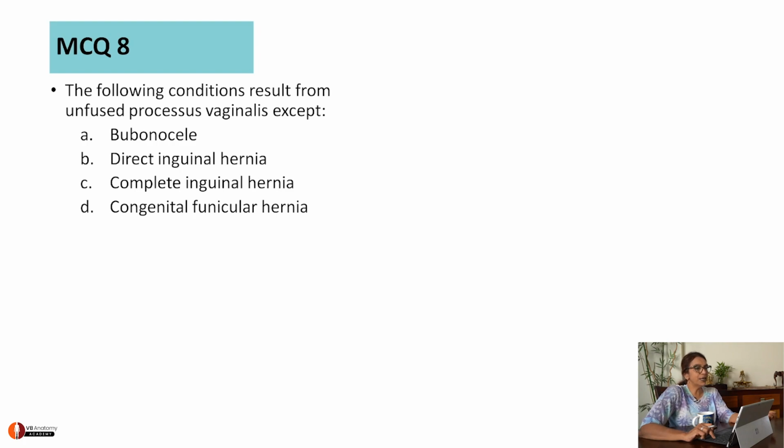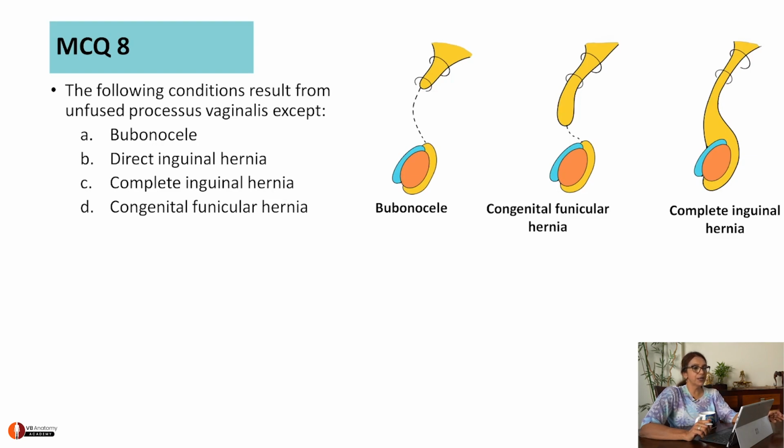MCQ 8. The following conditions result from unfused processus vaginalis. Now, remember, processus vaginalis is communicating abdominal cavity with the scrotal sac or labium majus. If it is partly obliterated till the superficial inguinal ring, the condition is called bubonocele. If it is very little obliterated just above the apex of the testes, you call it congenital funicular hernia. And if it is not obliterated at all, completely in continuity with the abdominal cavity, you call it a complete inguinal hernia.